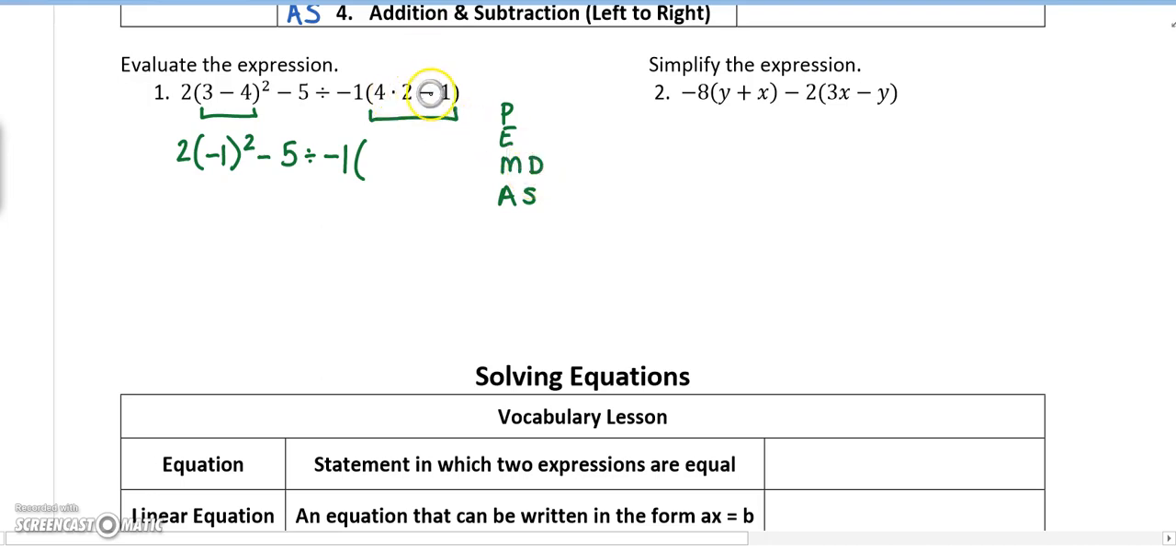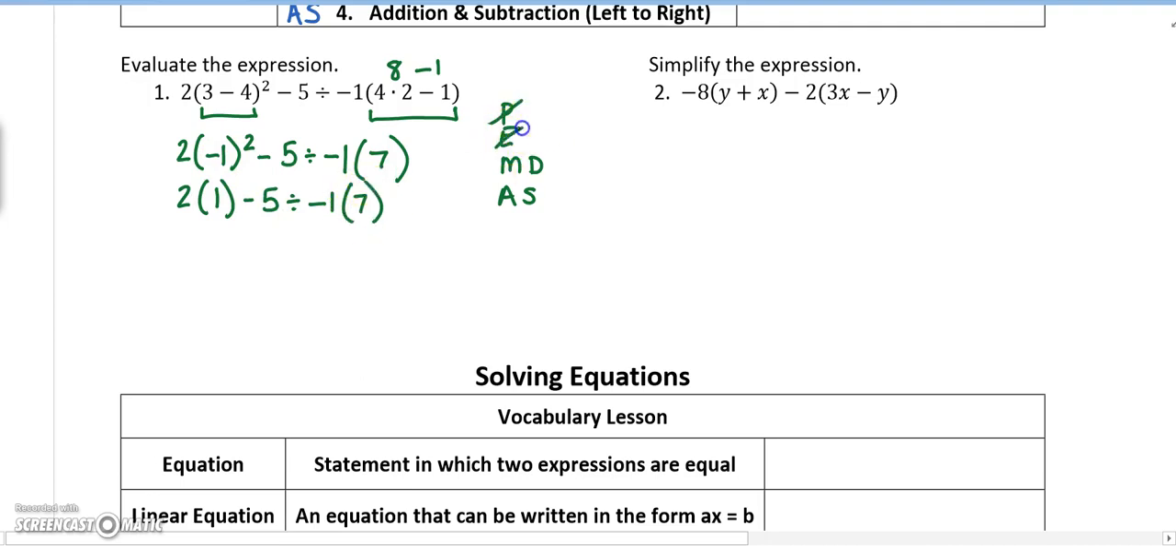Well, there's multiplication and subtraction. Multiplication comes before subtraction, so I'm going to do that part first. That'll give me 8. 4 times 2 is 8. Then I can subtract 1, which gives me 7. Even though there are still parentheses in the problem, remember that we've done everything we can inside of them. That's how we know we're done with parentheses. Then I do exponents, negative 1 squared. Since it's in parentheses, negative 1 times negative 1 is positive 1.